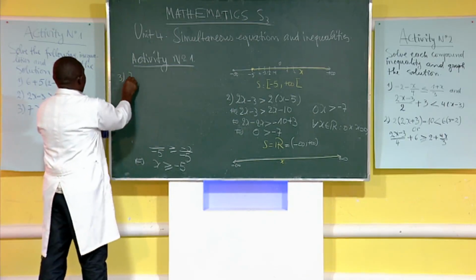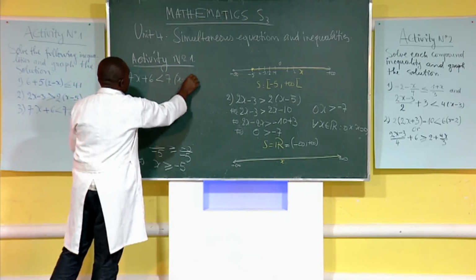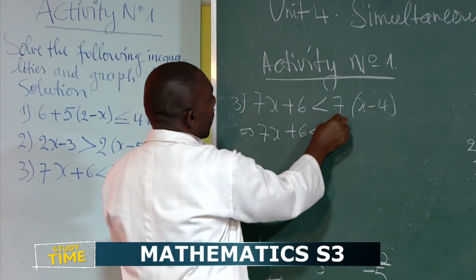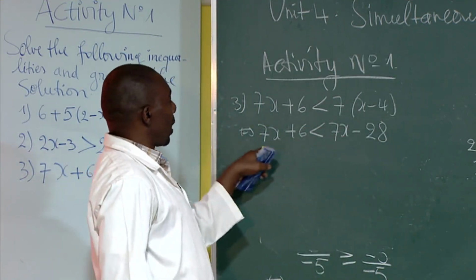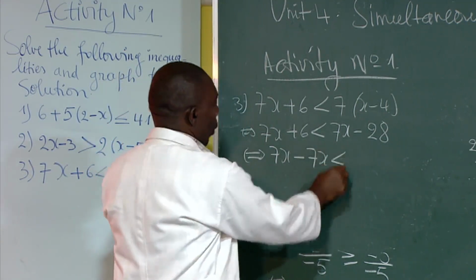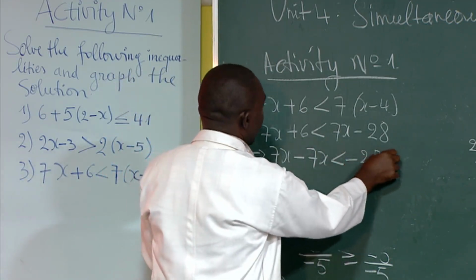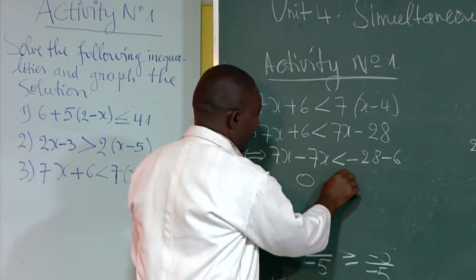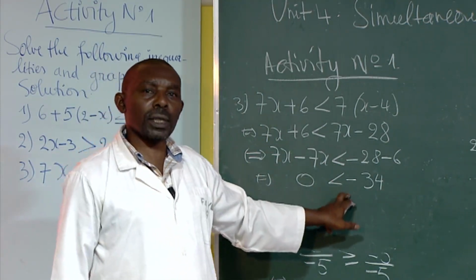Number 3, 7x plus 6 is less than 7 times x minus 4. This is equal to 7x plus 6 is less than 7x minus 28. Moving 7x to the left-hand side, I'll be having 7x minus 7x, which is less than, we move 6 to the right-hand side, I'll be having minus 28, then minus 6. At the left-hand side, I get 0, which is less than minus 34. Compare this last inequality and that one.